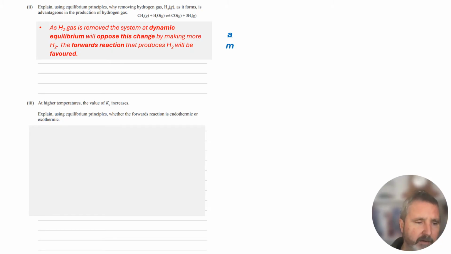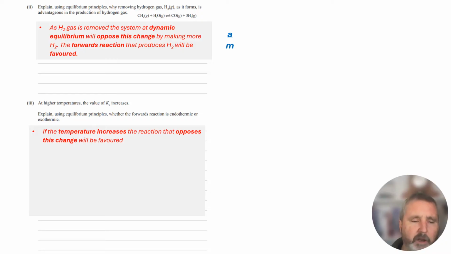This is maybe the hardest question in this paper or in the papers, and they're talking about Kc and that it increases. Now the Kc doesn't increase if we change the concentration, and it doesn't increase if we change the pressure. But if the temperature is changed, the Kc can either increase or decrease. It's saying if we have a higher temperature, and that is we increase the temperature, the Kc increases. Now, using equilibrium principles, we have to say, does that mean that the forward reaction is exothermic or endothermic?